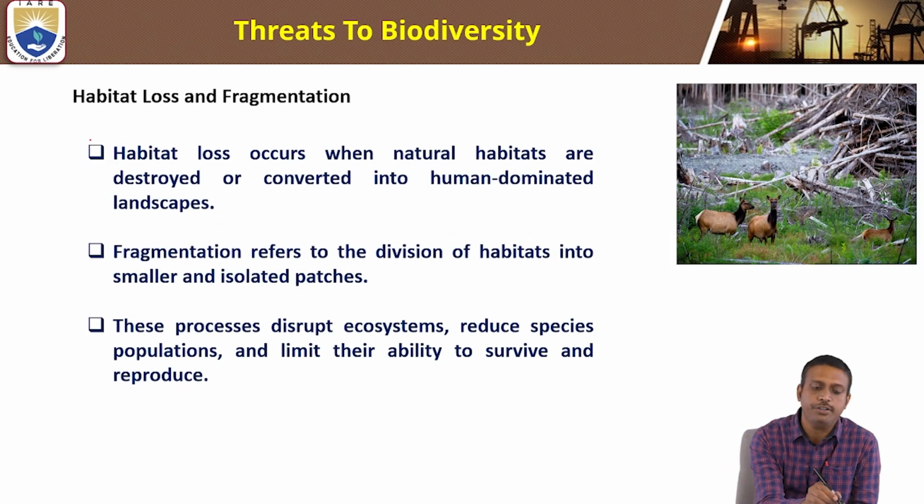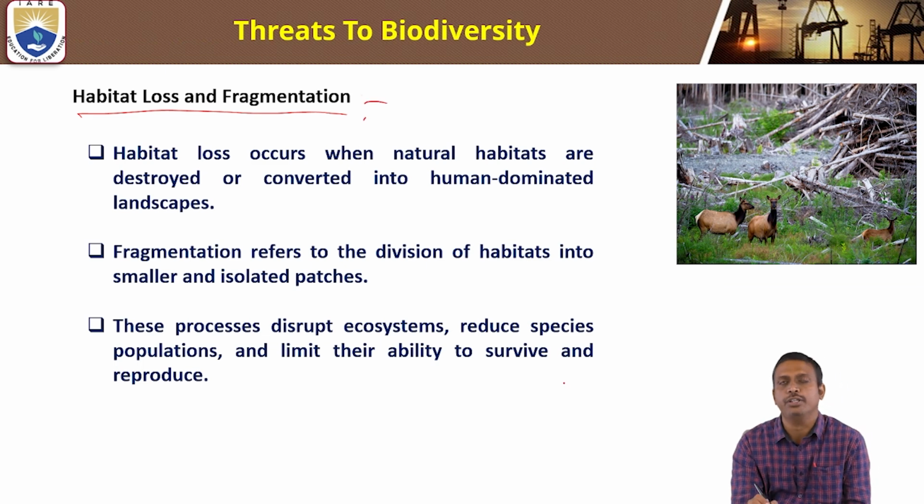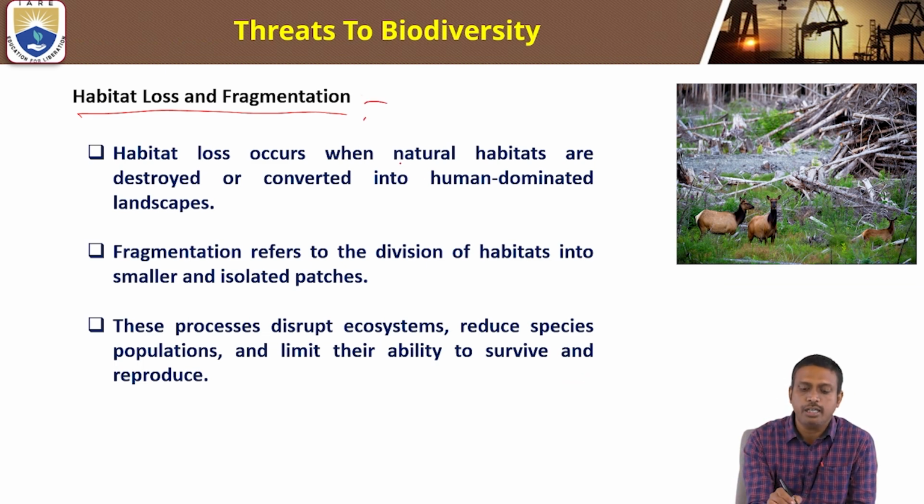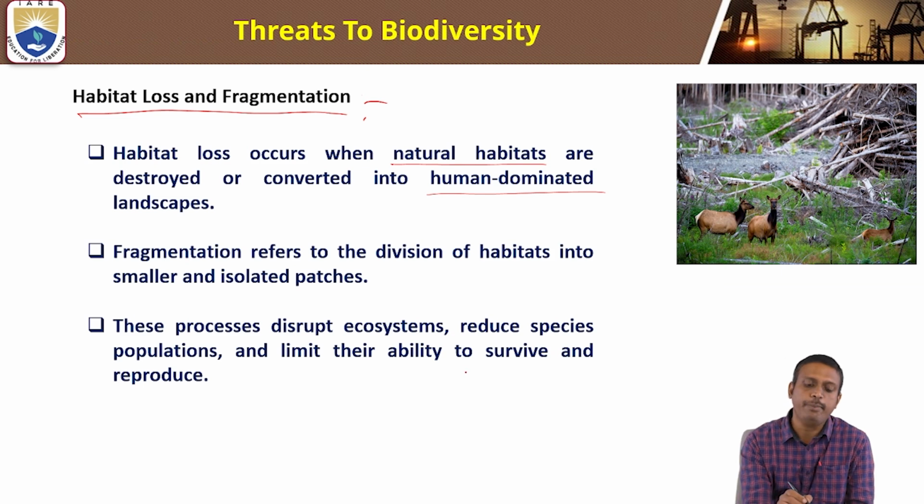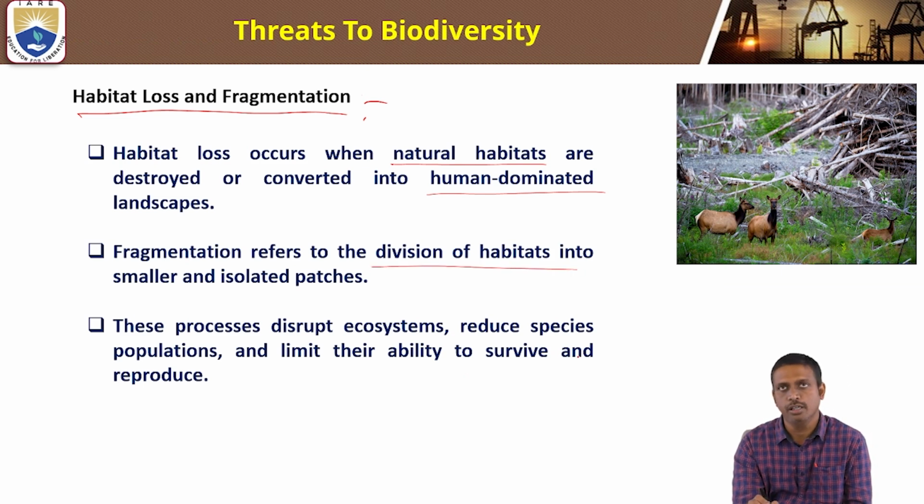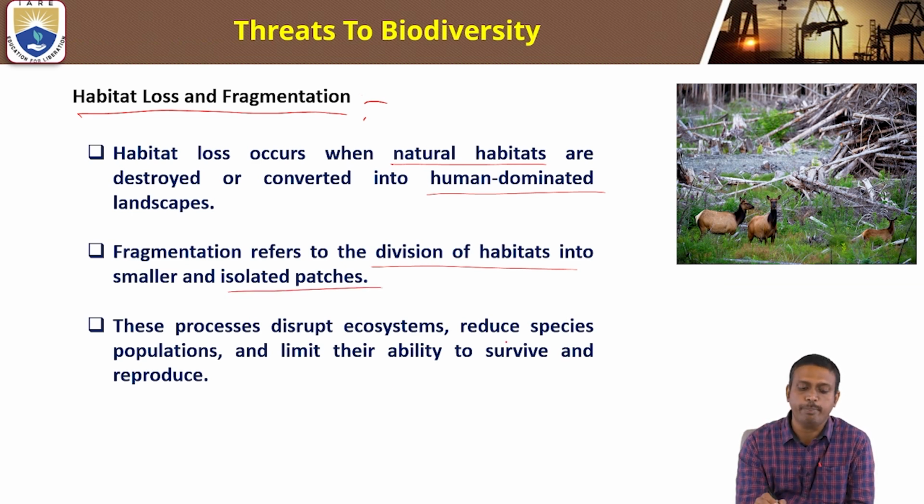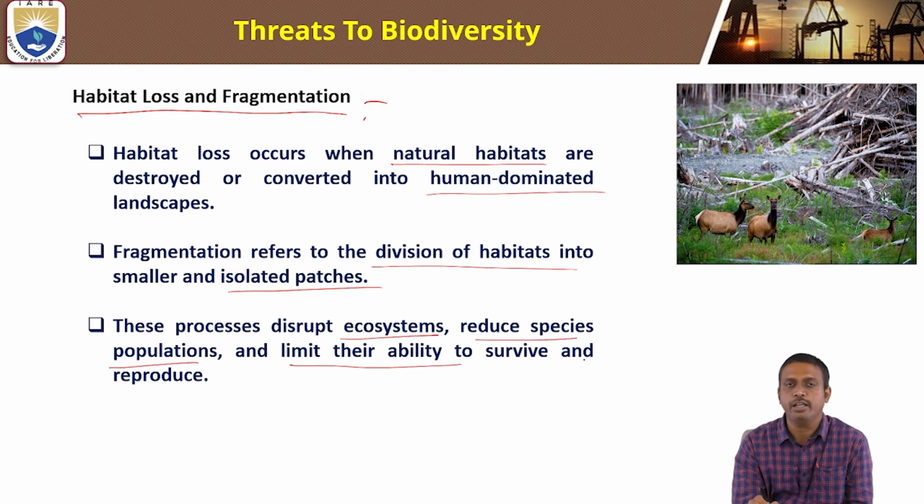Habitat loss and fragmentation. Habitat loss occurs when natural habitats are destroyed or converted into human-dominated landscapes. Fragmentation refers to the division of habitats into smaller and isolated patches. This process disrupts the ecosystem, reduces species populations, and limits their ability to survive and reproduce.